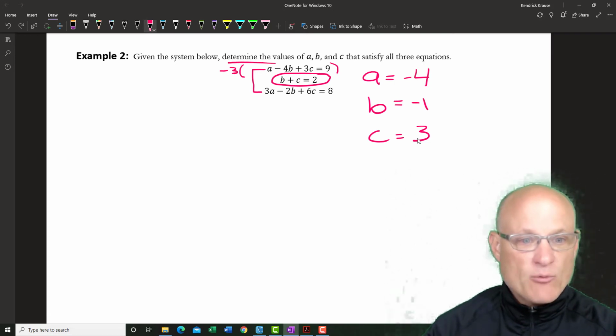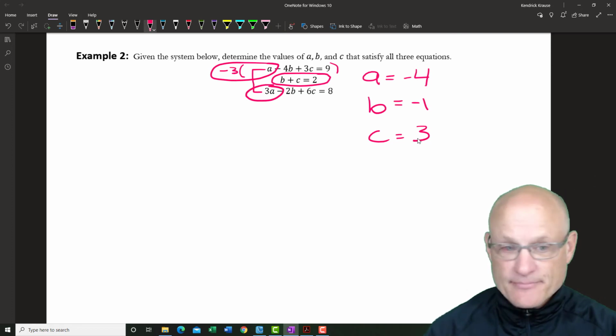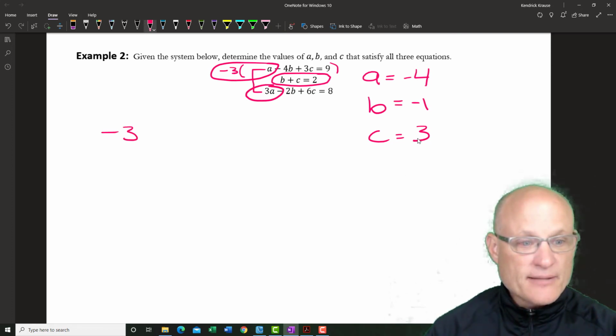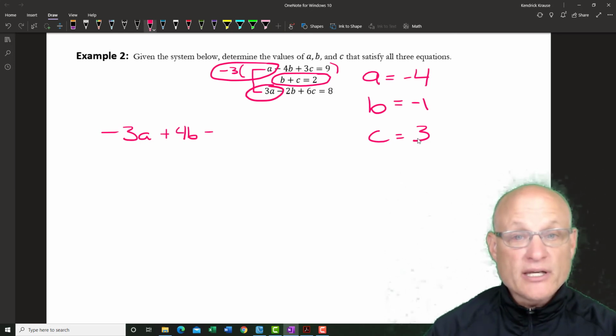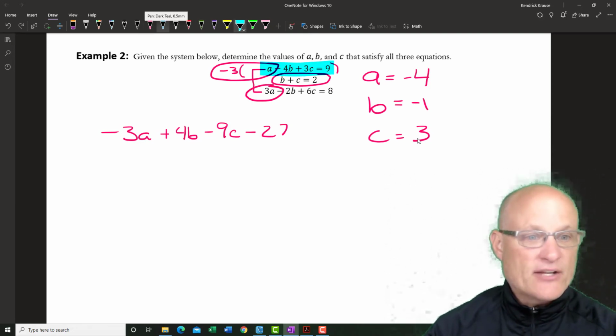Now, if you'll notice, that will give me a negative 3A here. And I already have a positive 3A here. And when I put those two together, I get nothing. So, negative 3A, careful, positive 4B. You got to be really careful with signs when you're working in algebra or algebra 2. We got all kinds of problems. Minus 9C, minus 27. So I just took that number and multiplied by all three of these. Okay? And when you multiply through by a negative, just remember the signs change.